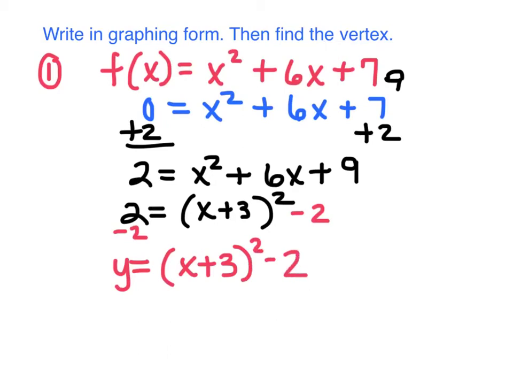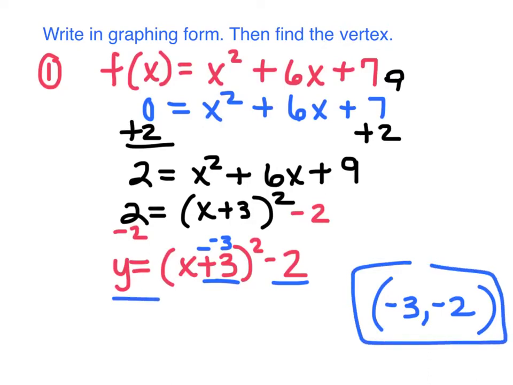All right, now for the vertex. I know it's h comma k, and this is always supposed to say minus, so this really is the same as minus a negative 3. So my vertex is negative 3 comma negative 2. Okay, and then here it is written in graphing form.